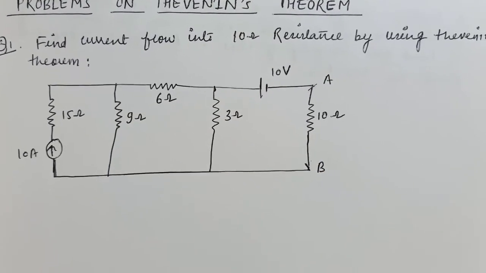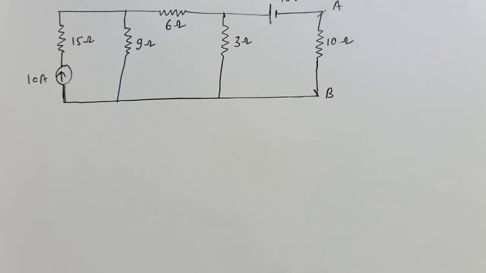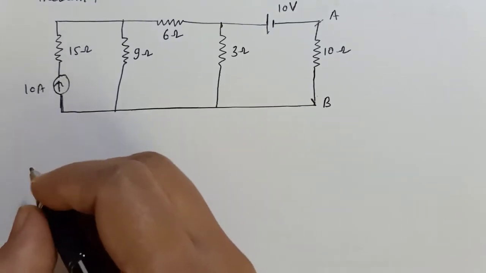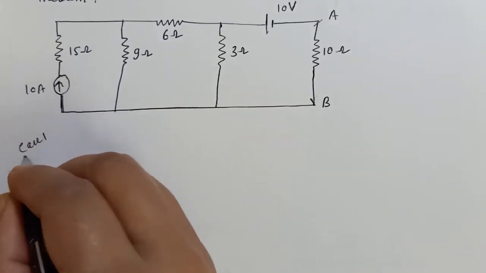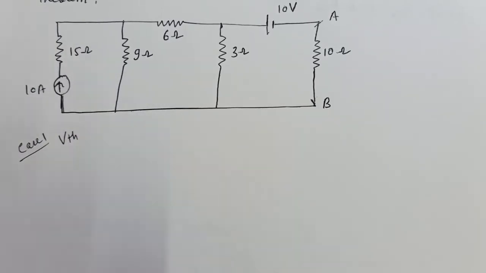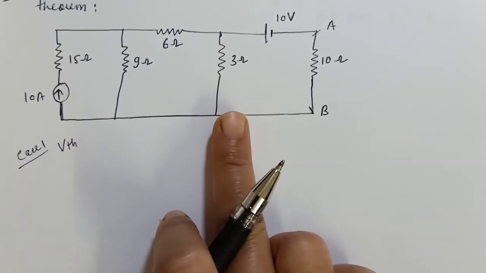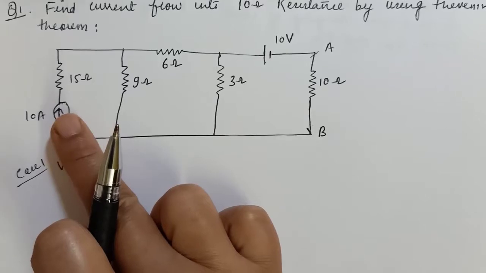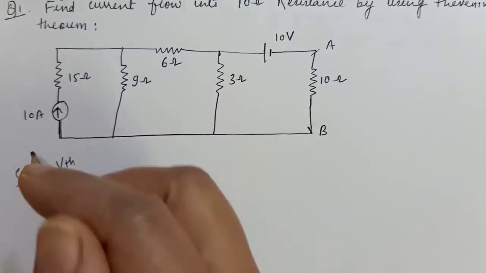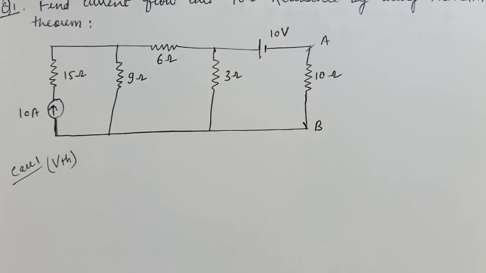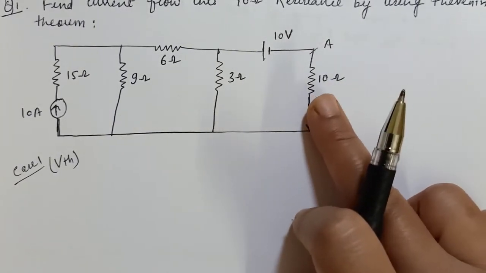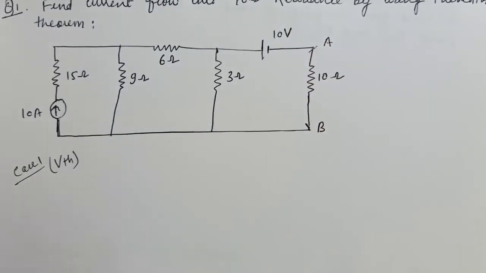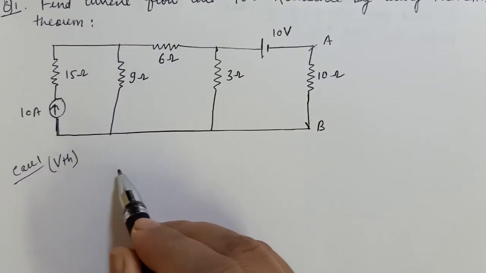For finding the load current you need to draw the Thevenin equivalent circuit. For that you need to calculate V Thevenin and R Thevenin. Let's say first I am going to calculate V Thevenin. Here all the sources are independent and no dependent sources are present. For finding V Thevenin, what is the rule? You have to disconnect the load resistance and then find the open circuit voltage across the load resistance.